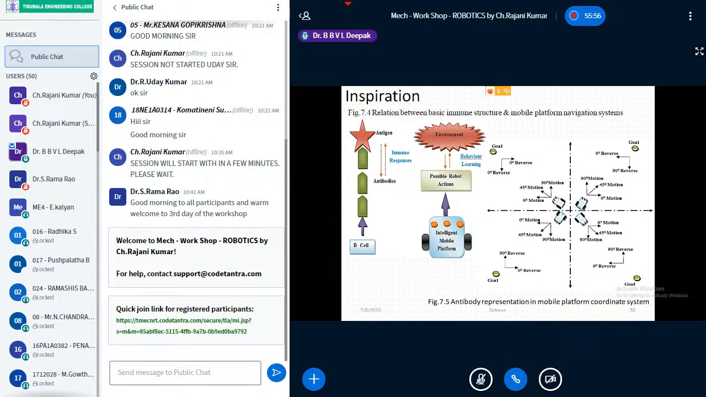Suppose an immune system is producing fever-related antibodies, but the person is suffering from cold. Then we can say the immune system is not good, right? So the immune system should be like this.